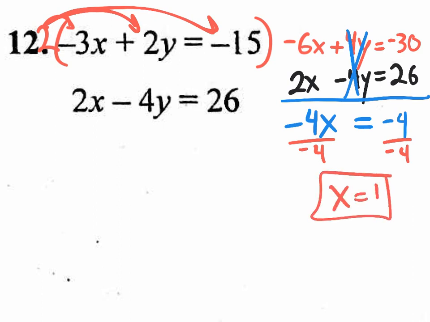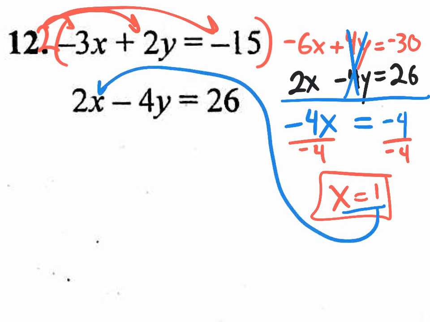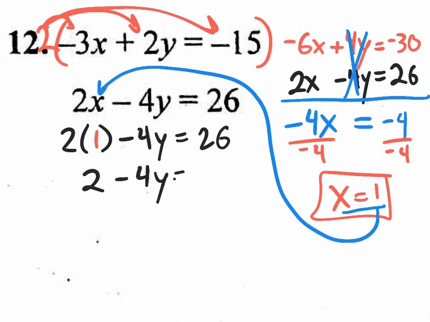You have one answer. All you need is the other answer. So take the value of 1 and plug it into any equation you want. I want to go with the, which one, top or bottom? Bottom, okay. So I'm going to take the 1 and plug it into the x spot right there. So I really have 2 parentheses minus 4y equals 26. I'm plugging in the 1. So that's really 2 times 1, which is 2, minus 4y equals 26.